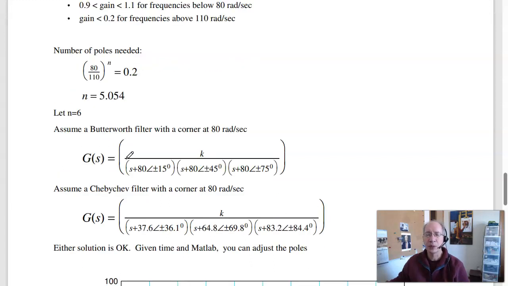I could use a Butterworth or Chebychev. Chebychev works better. And pick the corner between 80 and 110. If you had MATLAB, you could adjust it to get it fine-tuned. But a first guess is let's put the corner at 80. So this is a Butterworth filter, 6 poles at 80 radians per second, corner at 80. This is a Chebychev filter, 6 poles, corner at 80 radians per second.